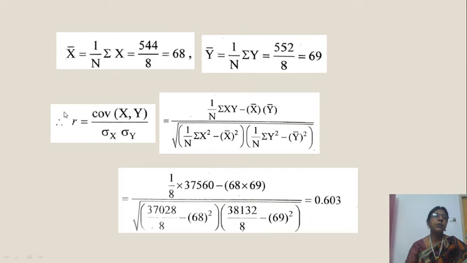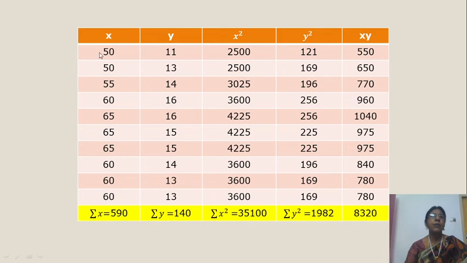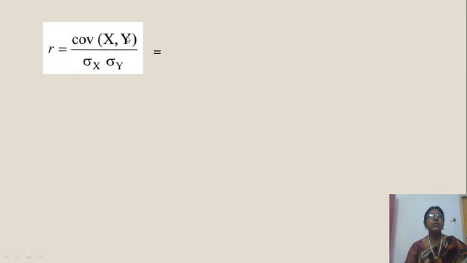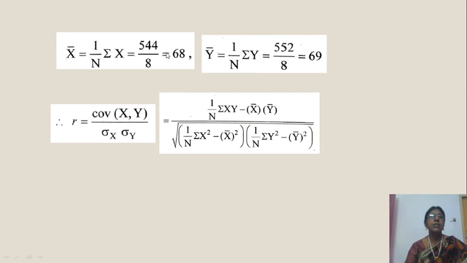Mostly you don't use this covariance formula, use the first one. Use the first one for the first problem. Then calculate the correlation coefficient for the following, same method. Given x and y, you write x and y. First find the mean, use the first formula only, don't use this formula. So what is the first formula?